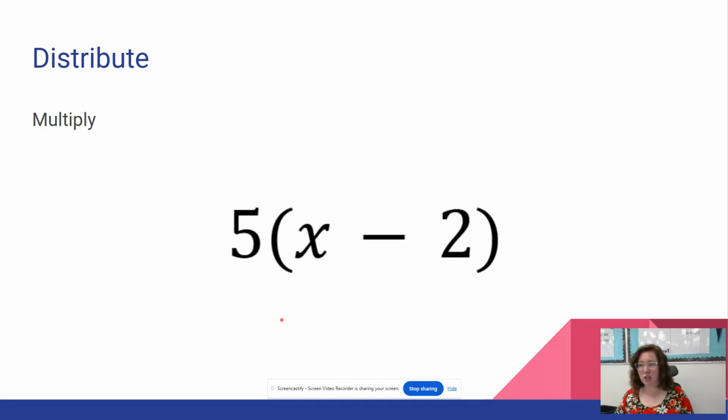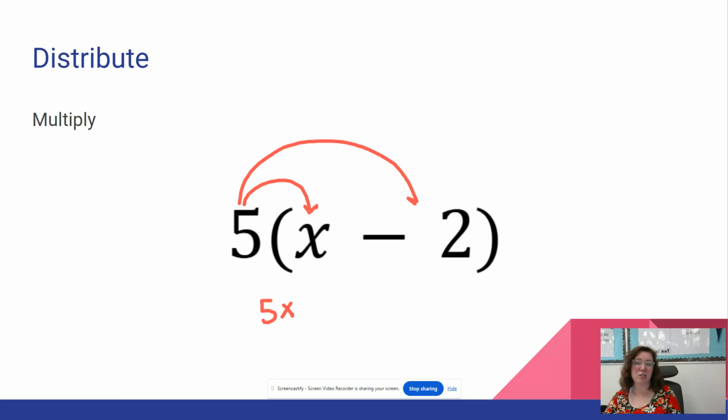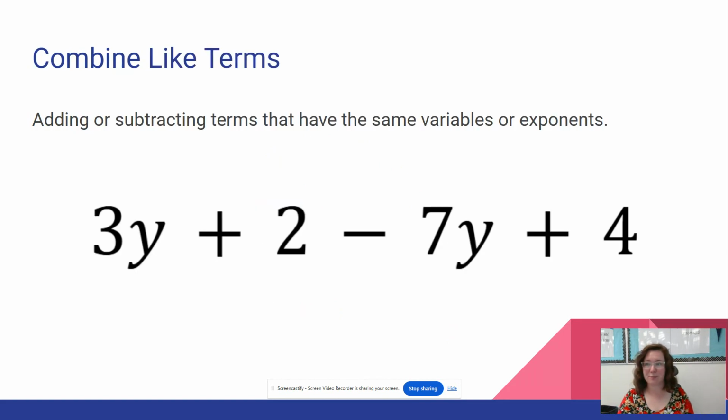So first, distribute. You would write this down under the distribute part of the notebook. Distribute kind of means multiply. Specifically, it means multiply what is outside the parentheses times each term inside the parentheses. So 5 times x is 5x. 5 times a minus 2 is minus 10. And there we did distribute, so make sure you write down that example.